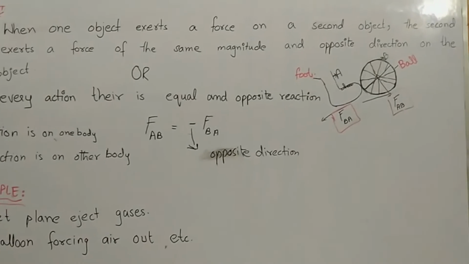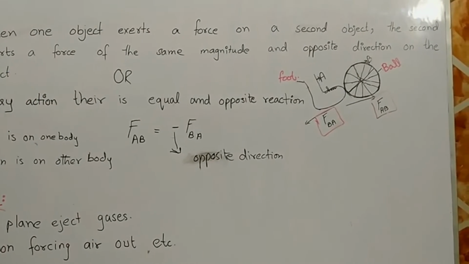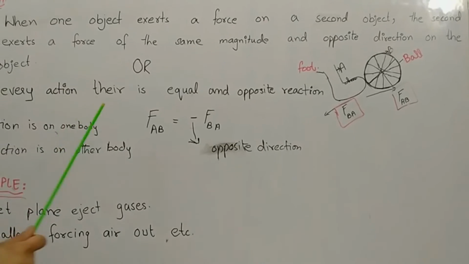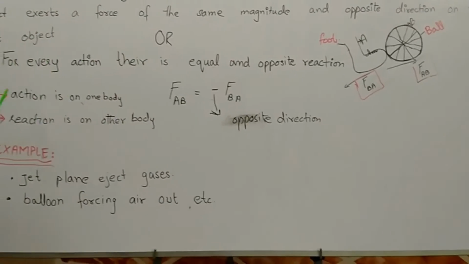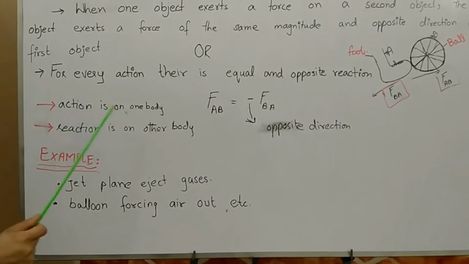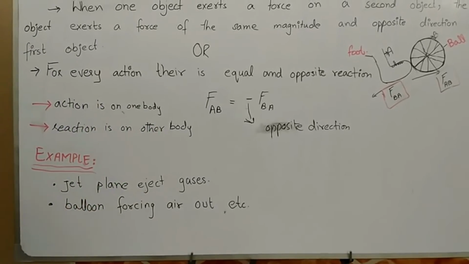And in this example, you are definitely thinking: if both the forces are equal and the same in magnitude, why are they not cancelling each other? Because the action is always on one object and the reaction is always on the other object or other body.